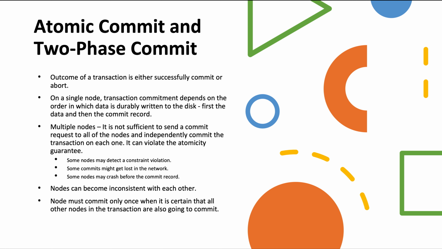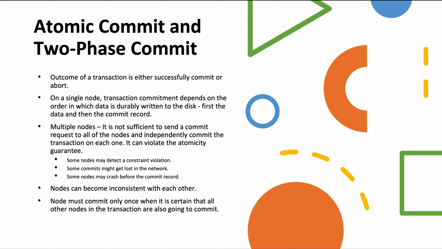Thus, on a single node, transaction commitment depends upon the order in which the data was durably written to disk. But what happens in the case of multiple nodes? What if multiple nodes are involved in a transaction? In that case, it is not sufficient to send a commit request to all the nodes and independently commit the transaction on each one, because it can easily happen that the commit succeeds on a few nodes and fails on other nodes, and this would violate the atomicity guarantee.